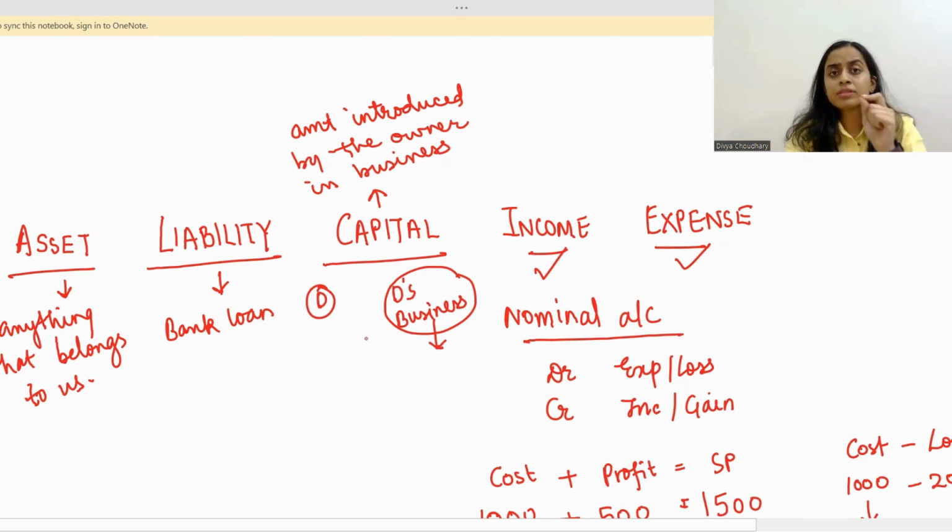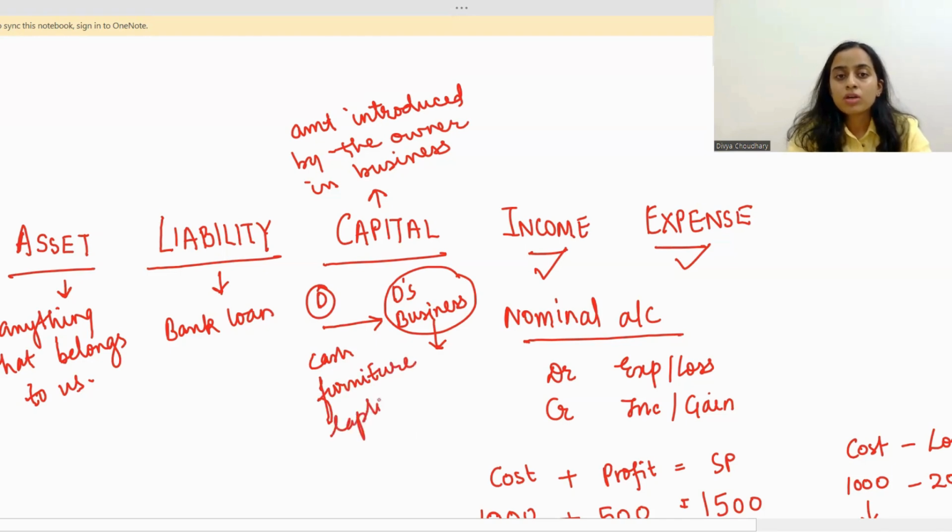So when I'm starting a business, I can't just start it with nothing, right? I have to take something from home, some cash, a chair, a table, some furniture. So anything that I'm getting from home to the business is called capital. Thus the definition, amount introduced by the owner in the business. It could be cash, it could be some furniture. Let's say I'm getting a laptop to work on. Whatever I bring from home into the business, that is capital for the business.